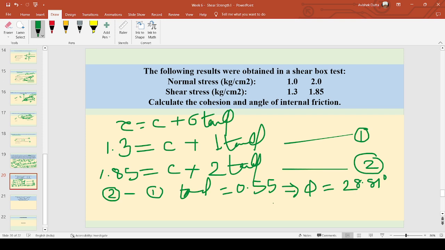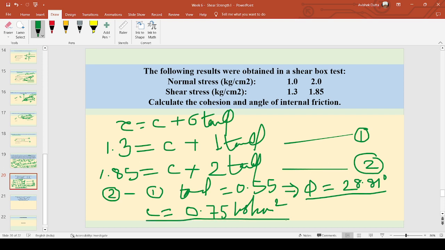Now putting the value of tan phi equal to 0.55 in equation 1, we get the value of C. What is the value of C? We'll be getting 1.3 minus 0.55, which gives 0.75. That is C equals 0.75 kg per centimeter square. So the angle of internal friction is 28.81 degrees, and the cohesion of the soil is 0.75 kg per centimeter square. I hope it was clear. I'll go to the last question.